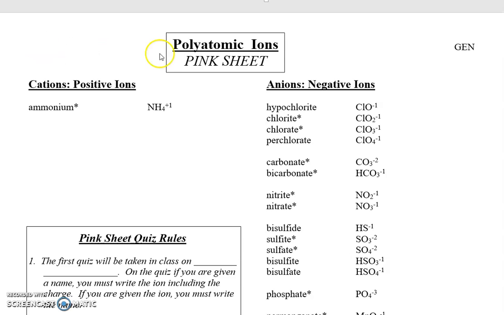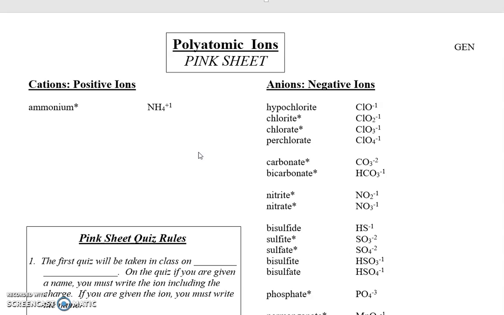Hi everyone, I just want to give you an overview of the polyatomic ion sheet, also known as the pink sheet, if you are gone or you need a refresher. These are very, very important parts of chemistry when we start talking about chemical formulas and their names. It's so important that I'm going to ask you to do something that I don't ask you to do very much, and that's memorize some of them. The reason is you have to be able to recognize them when you see them in a name or a formula.